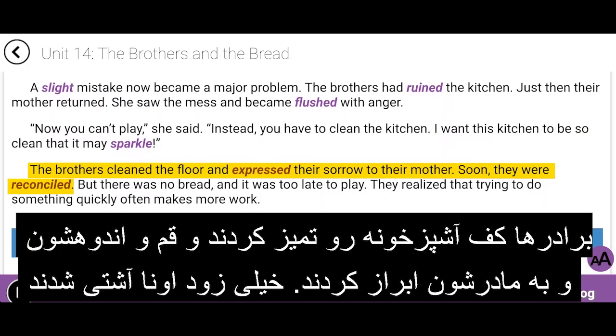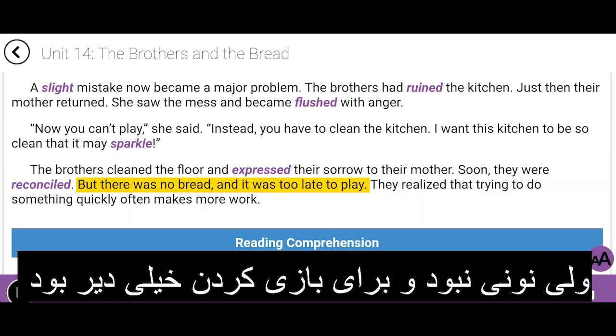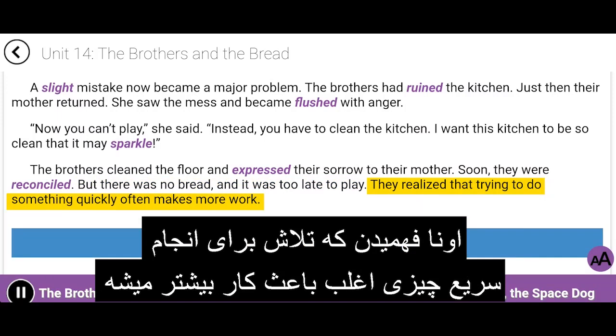The brothers cleaned the floor and expressed their sorrow to their mother. Soon they were reconciled, but there was no bread, and it was too late to play. They realized that trying to do something quickly often makes more work.